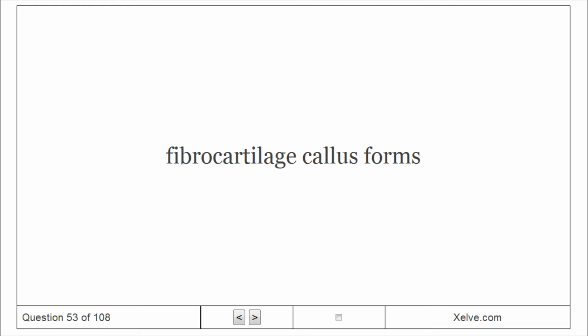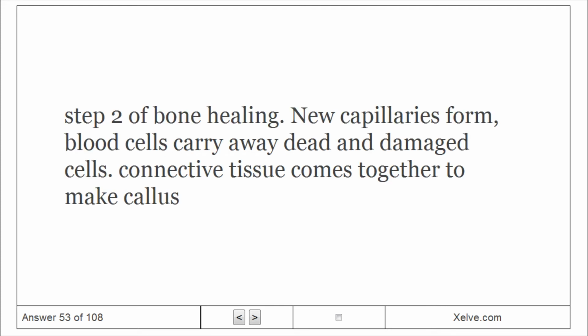Fibrocartilage callus forms. Step 2 of bone healing. New capillaries form. Blood cells carry away dead and damaged cells. Connective tissue comes together to make callus.